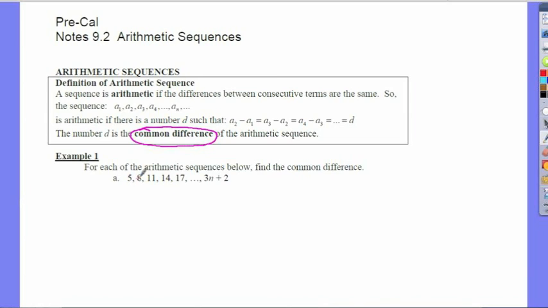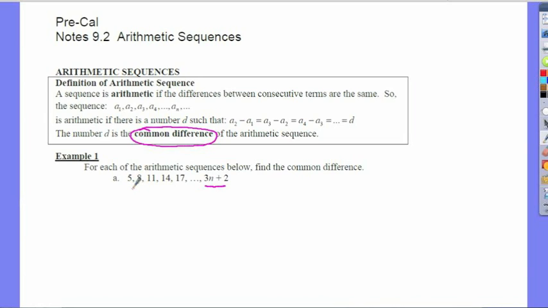So starting with example 1, we want to find the common difference of this sequence. So we have 5, 8, 11, 14, and 17. And then if you were to continue on, that's what the dot dot dot means. And then you have 3n minus 2. This right here is just the equation that represents these beginning terms, or the first, second, third, fourth, fifth term of the sequence. So I want to figure out what the common difference would be.